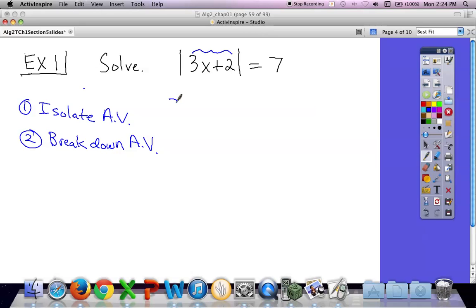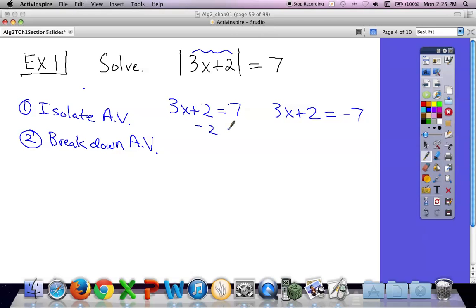3x plus 2 equals 7. 3x plus 2 equals -7. It has to be one of those two. At that step, don't write any more absolute value symbols. Okay, so we need to write that step. Don't have the symbols. Those are both pretty simple equations to solve. So go ahead and solve those.